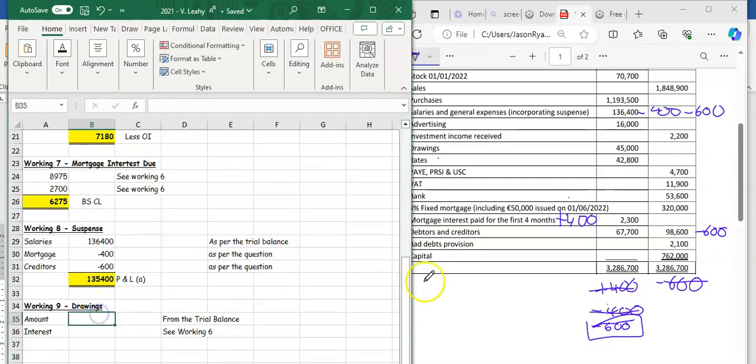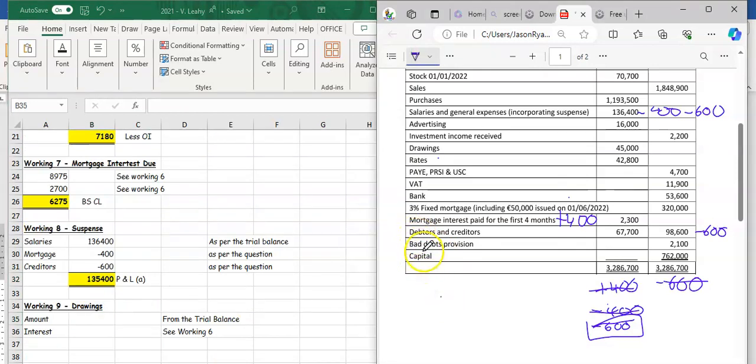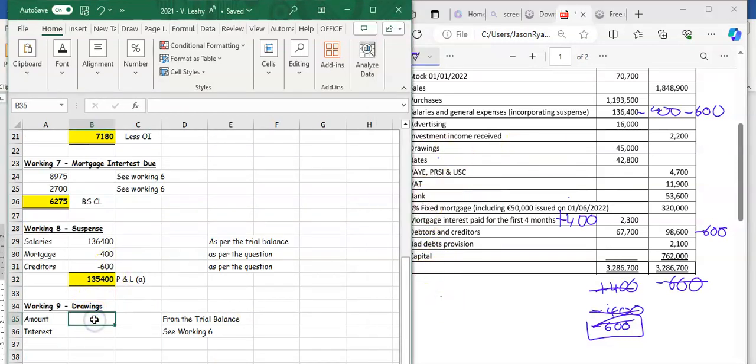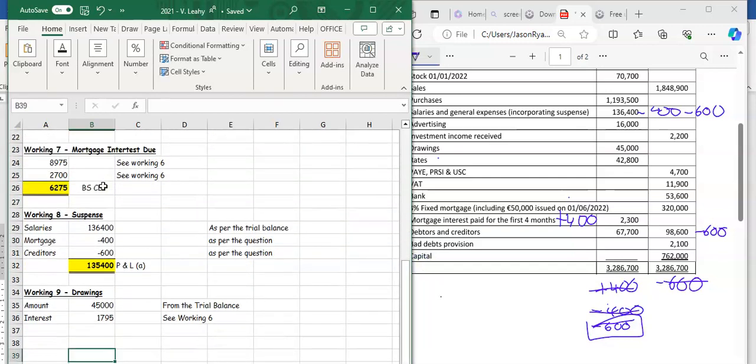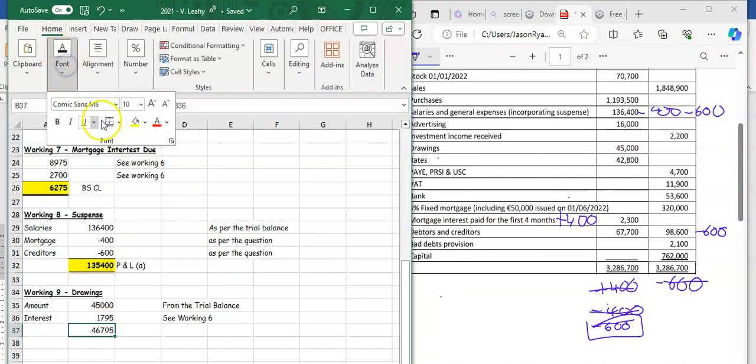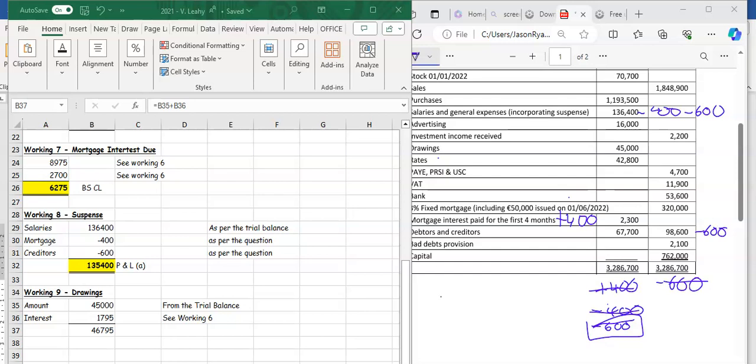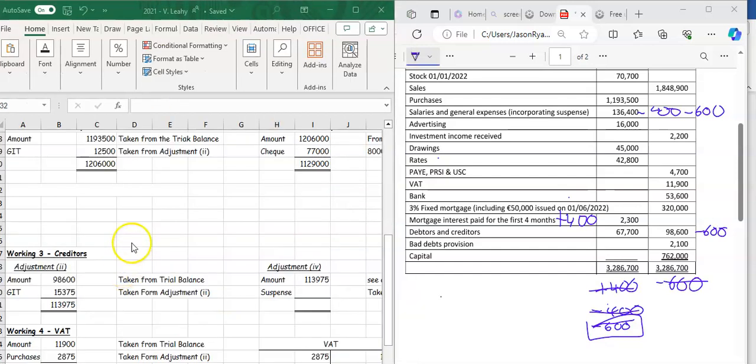I also need to adjust my drawings. So my drawings in the question is 45,000. I need to add on my interest of 1,750, and I think there's another adjustment in this question. We're just going to do those two there. That'll go into your balance sheet as part of your finance. And then I also need to adjust my creditors. So the creditors have to go up by 600. And remember, your creditors were part of your second adjustment.